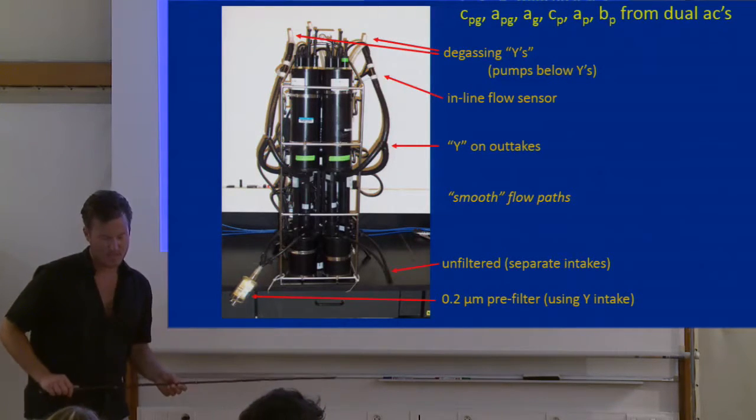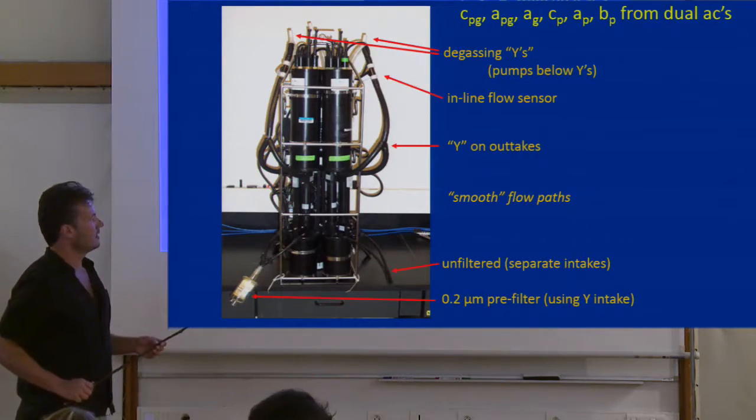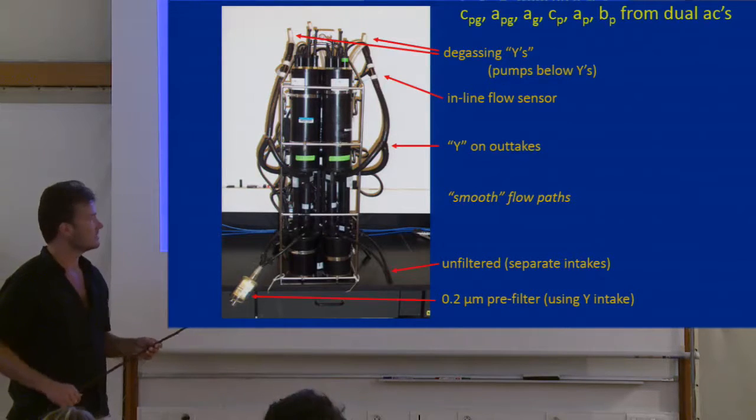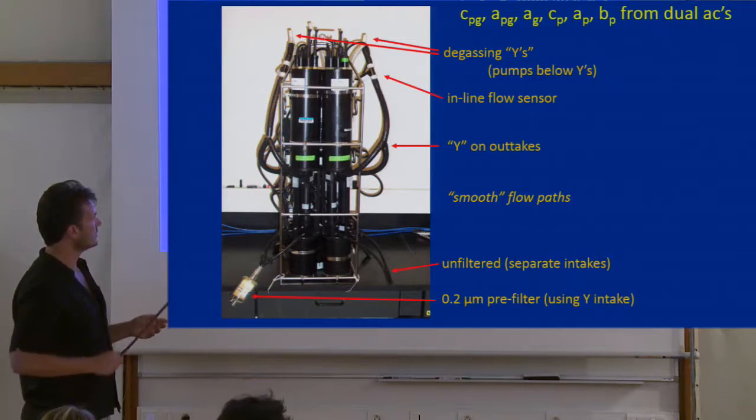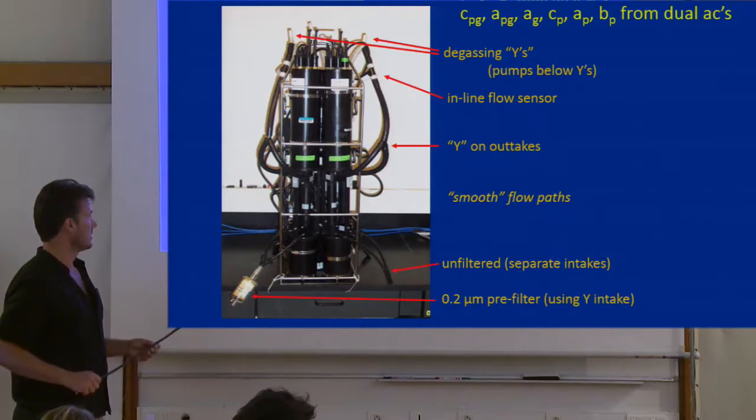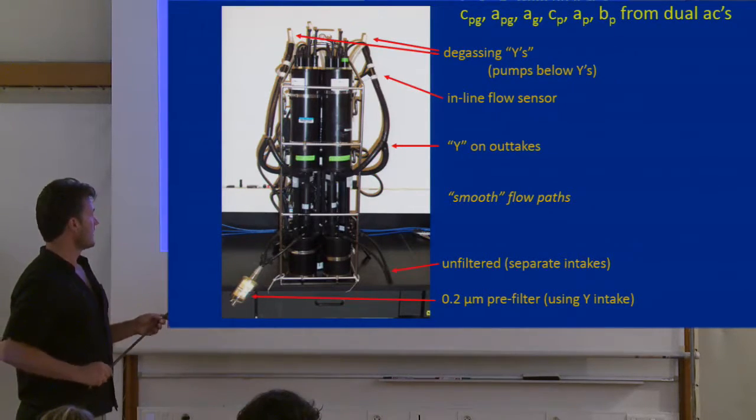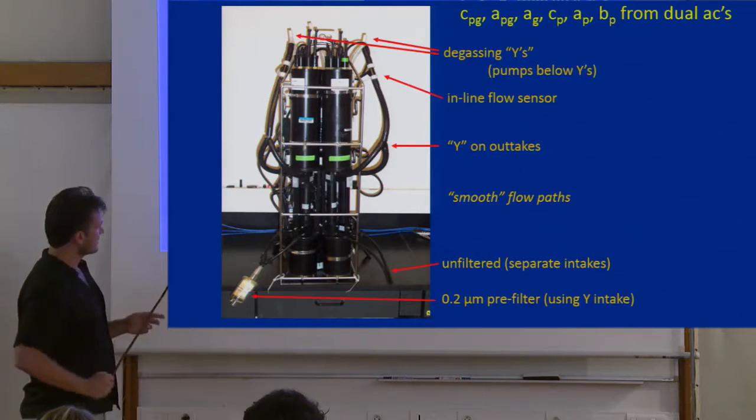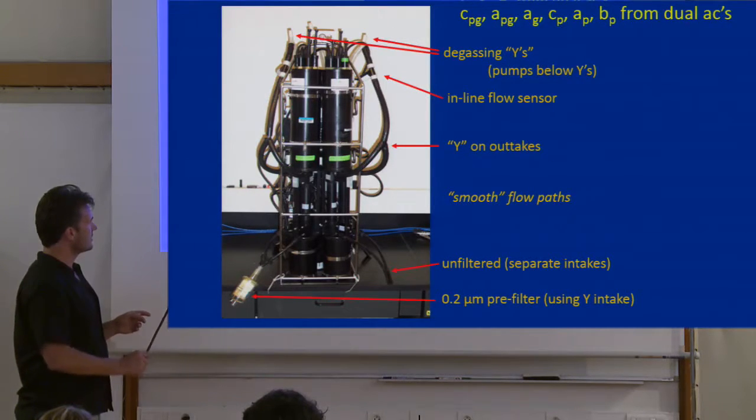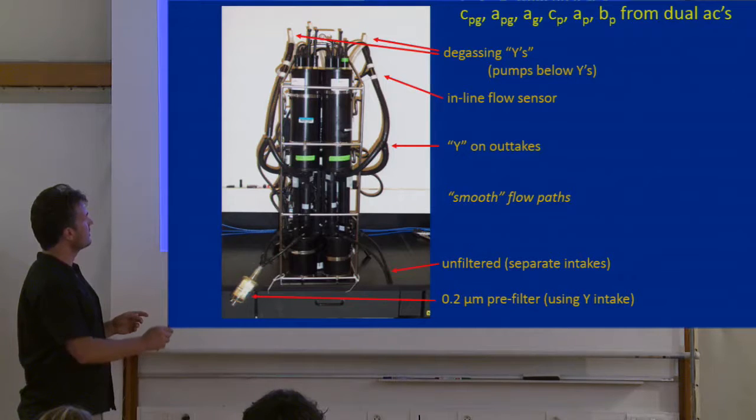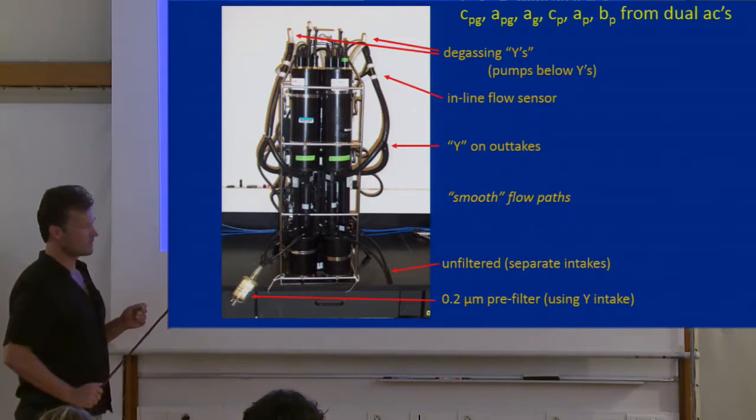So we talked yesterday about different ways to make different IOP measurements with the AC devices. And this is something that we've used a lot over the years, a kind of a dual AC9 configuration. I just wanted to go over it real quick. You can see here, this AC9 has a filter, like Emmanuel showed you yesterday, and we have it going through a Y into both the C and the A channel. And then you can see here the plumbing, like we were talking about yesterday.